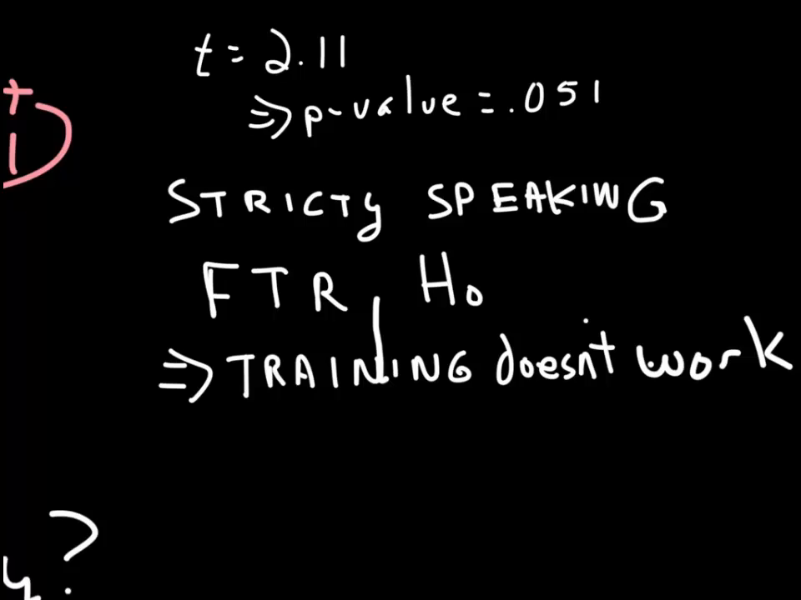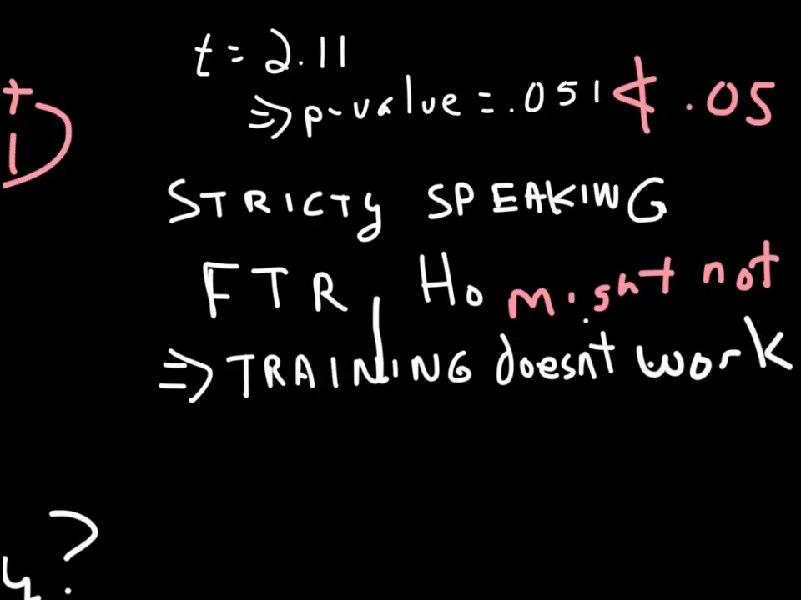So strictly speaking, we will fail to reject H0 because 0.051 is not less than 0.05. And we'll fail to reject H0 and conclude that the training might not work. At the very least, using our standard criterion, we can't be confident that it does work.